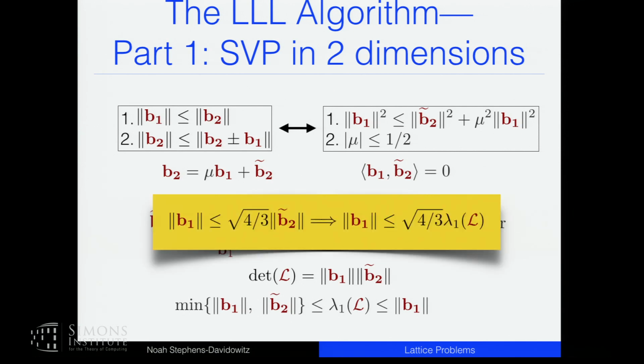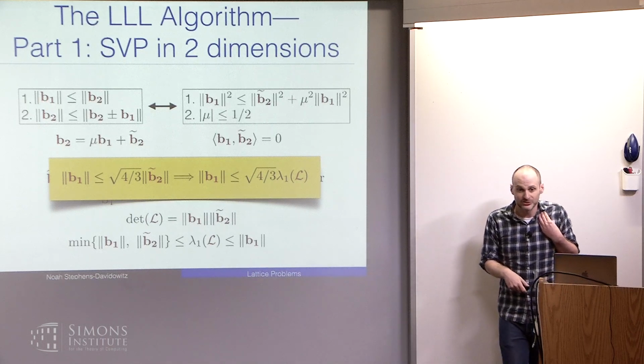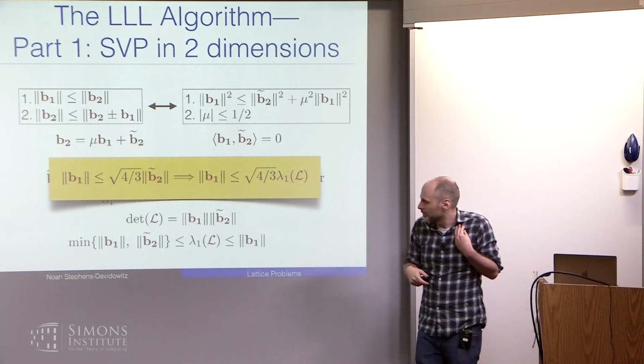So that's a better way to think of Gauss's or Lagrange's algorithm. And in particular, just using this, you can immediately see that this algorithm gives you a root 4/3 approximation factor. This root 4/3 is the same root 4/3 from before. It's not obvious. But you can see that the norm of B1 has to be at most root 4/3 times the norm of B2 tilde. That follows from these two inequalities. I just plug in mu at most a half there. And then this means that the norm of B1 is at most root 4/3 times lambda 1. Does that check out? OK.